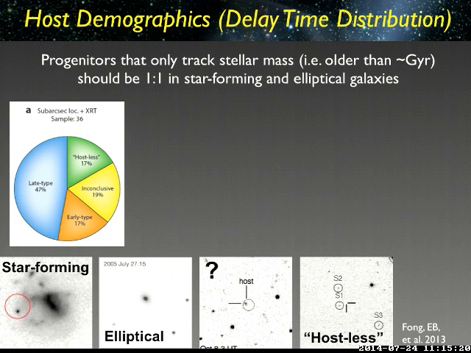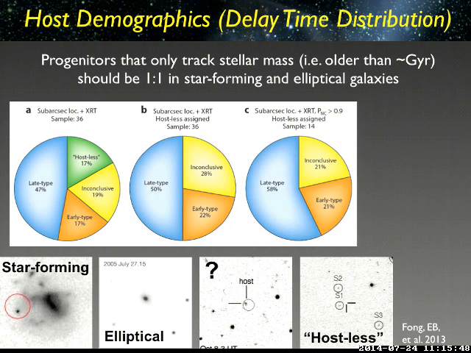So here is the full sample, everything that we have, and we find that about half of them are in star-forming galaxies, only 15 to 20% are in early type galaxies, ellipticals. 20% are inconclusive, so they're relatively faint. And about 15 or 20% are hostless events, which I'll come back to. They don't have a galaxy directly at the position of the afterglow.